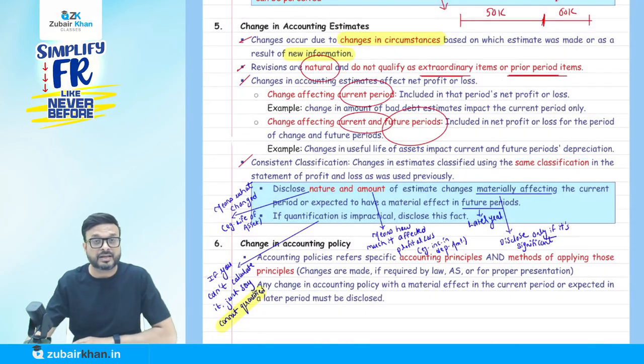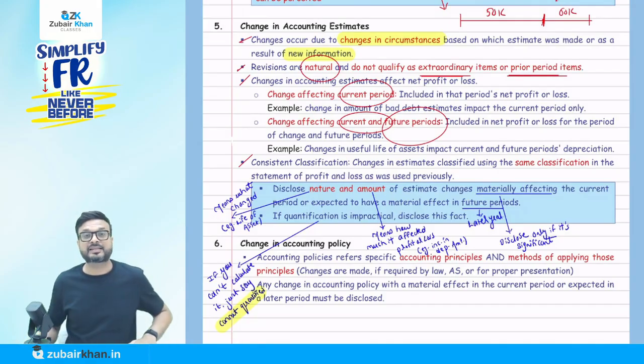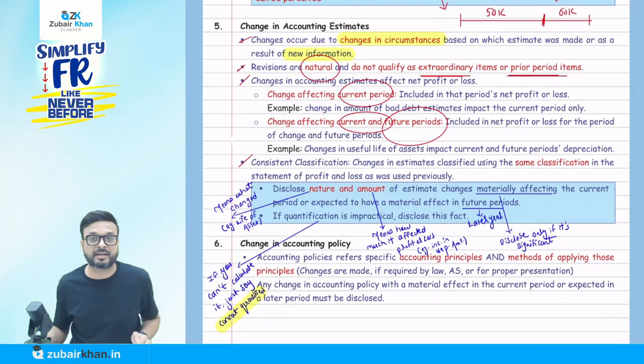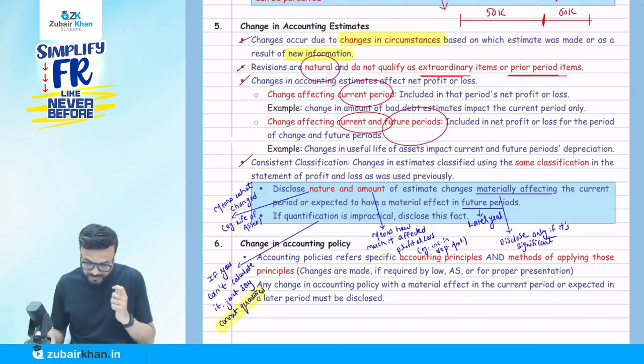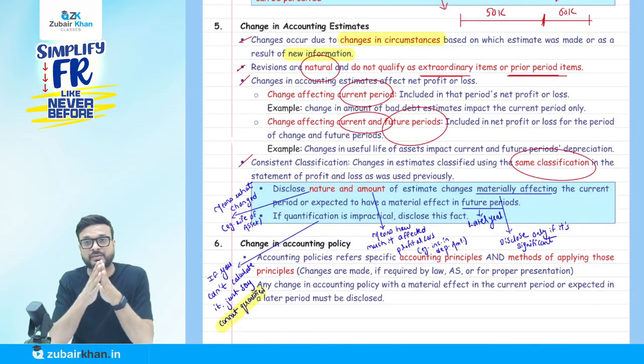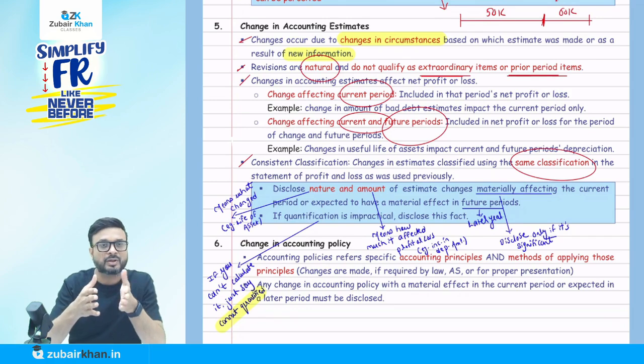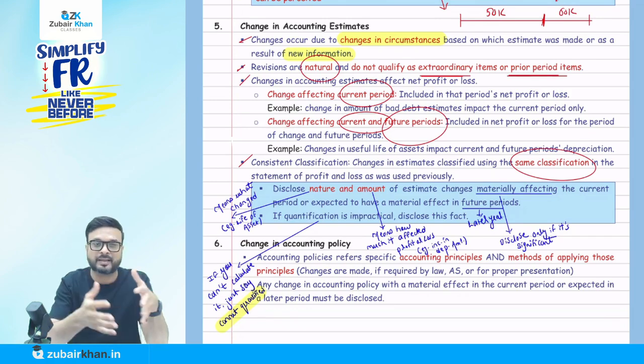Okay. Now the next point is consistent classification. What does consistent classification mean? It says that changes in estimates are classified using the same classification. It means we have done some classification in the past. For example, there is a change in accounting estimate in the life of the asset. It is going to affect my depreciation, and depreciation comes under the category of depreciation.